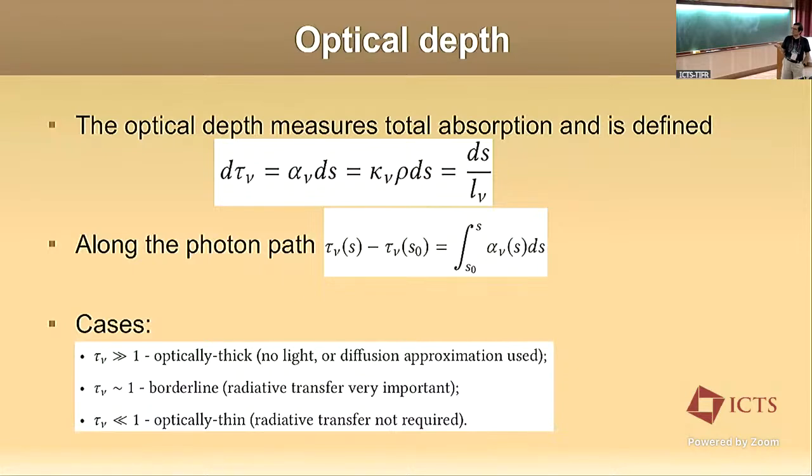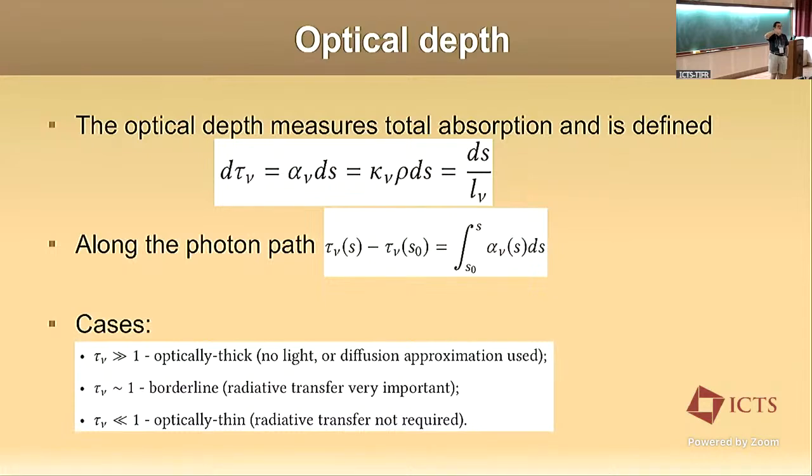Optical depth doesn't have any units. Something bigger than 1 is called optically thick. Something around 1 is kind of in between, a border between optically thick and optically thin. And much less than 1 is called optically thin. If you are in the optically thin regime, usually you don't need radiative transfer. That will be the case for visible light in this room.